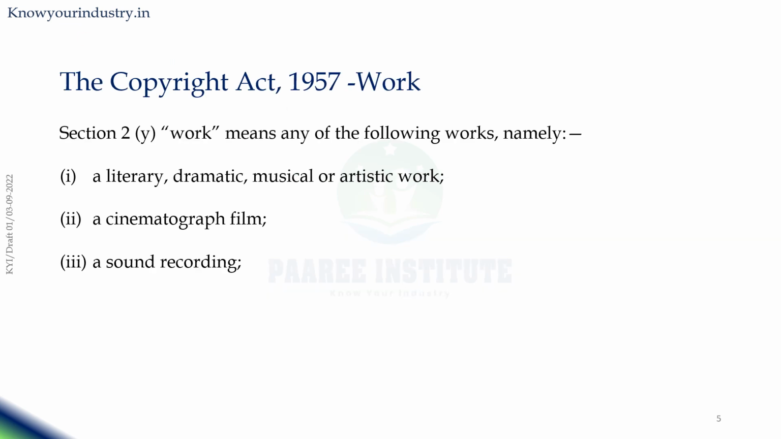Copyright provides legal protection for creative work. Creative works are so many. We need to understand which type of creative work can get copyright protection. For that purpose, we need to understand the term work. Section 2(y) of the Copyright Act 1957 helps us to understand the term work. Work means any of the following works, namely a literary work, dramatic work, musical or artistic work, a cinematograph film, a sound recording. So these are the types of creative works that can get copyright protection.